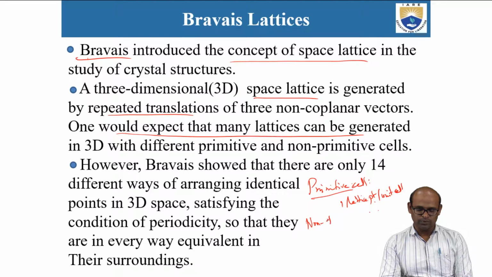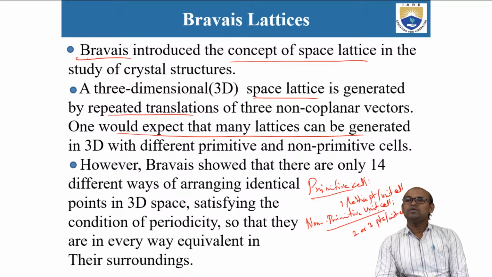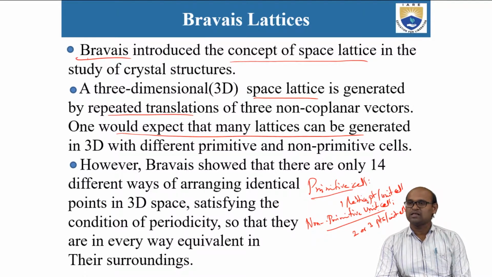You can also have a non-primitive unit cell. A non-primitive unit cell is the one which has more than one lattice point. So you can have 2 or 3 or more lattice points per unit cell. In a unit cell, if there is more than one lattice point, for example 2 lattice points per unit cell, then that unit cell is called a non-primitive unit cell.